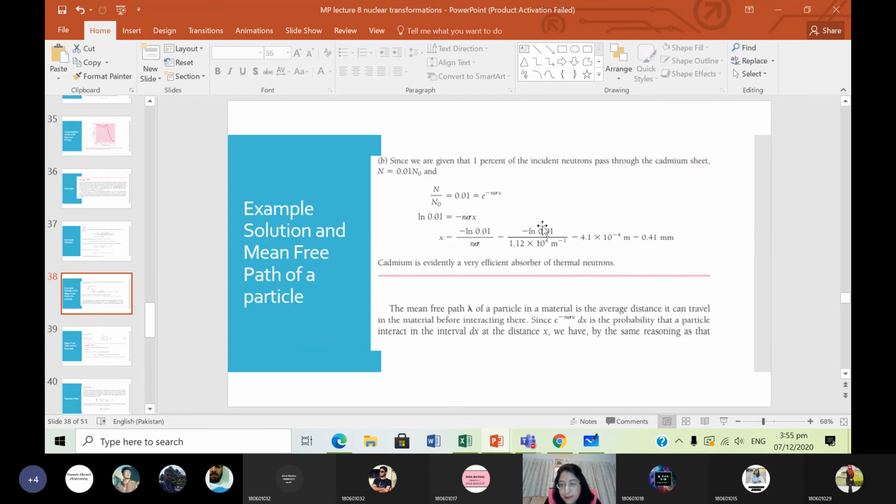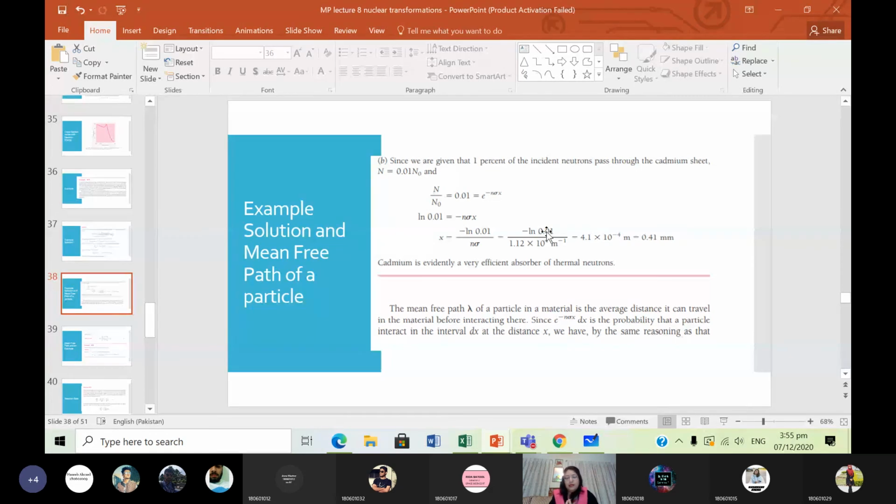Where did the minus go? ln will have the minus, okay? This is not minus, this is equal to. In the PowerPoint, these three are equal to signs, not minus.